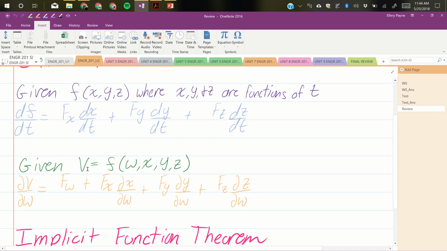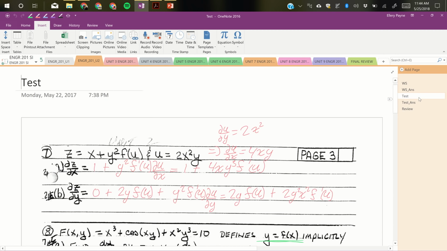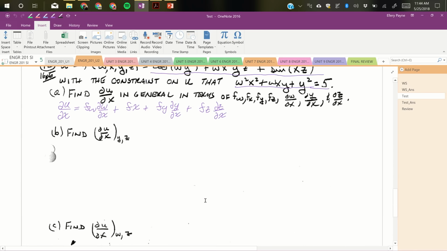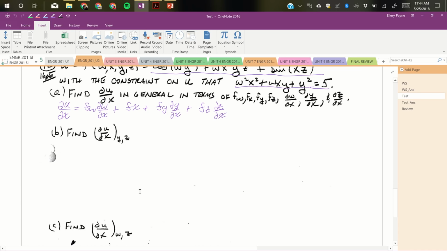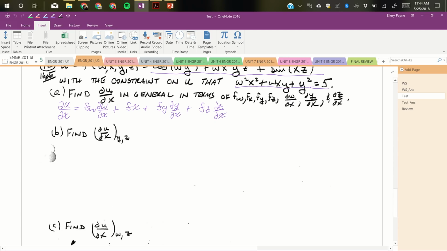I've given you a couple examples of what it looks like and what you need to do. So really understand how to do that. It's imperative. That's how you get about half the points on this part of the test. All right. So now we're asked to find partial of u with respect to x, but we have to hold y and z constant.